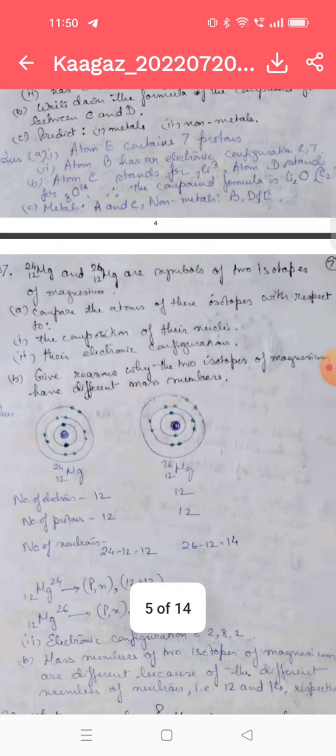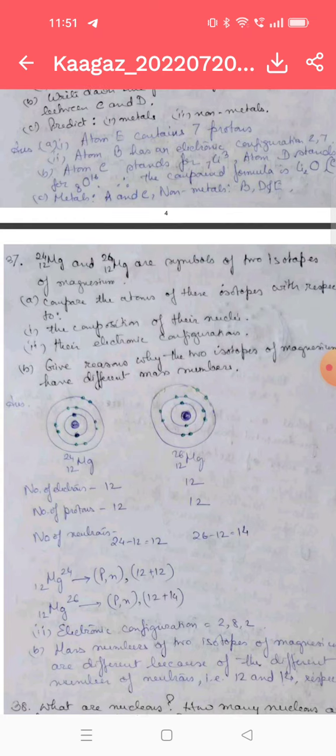Okay. Now the next question is: magnesium-24 (12) and magnesium-26 (12) are the symbols of the 2 isotopes of magnesium. Compare the atoms of these isotopes with respect to the composition of the nuclei and their electronic configuration. Give reasons why the 2 isotopes of magnesium have different mass numbers.